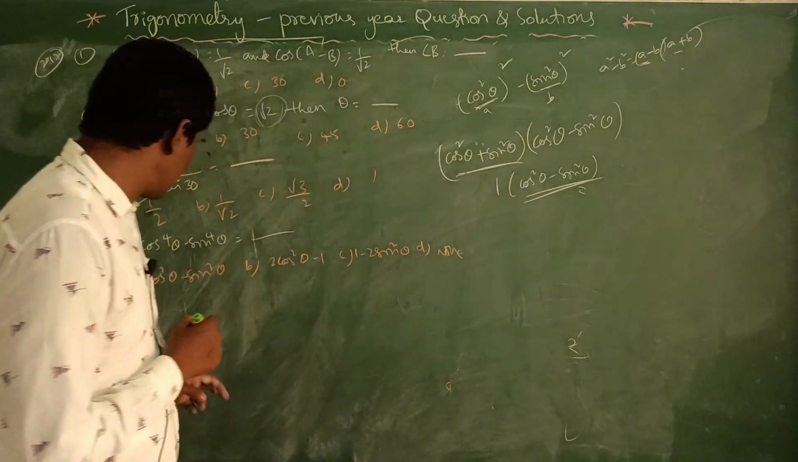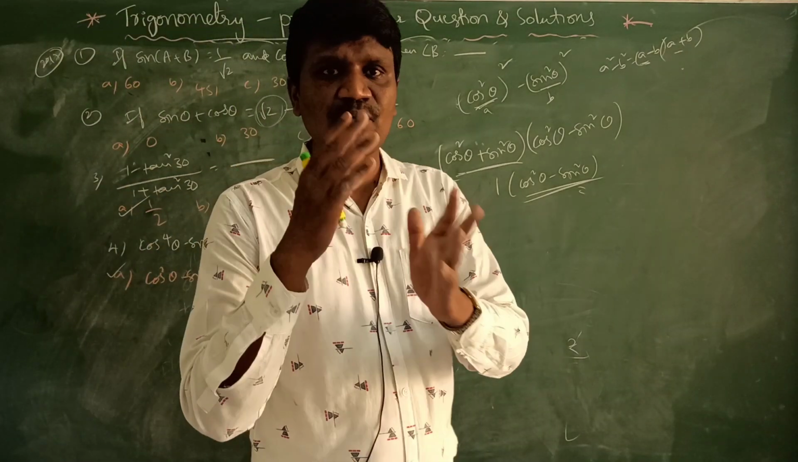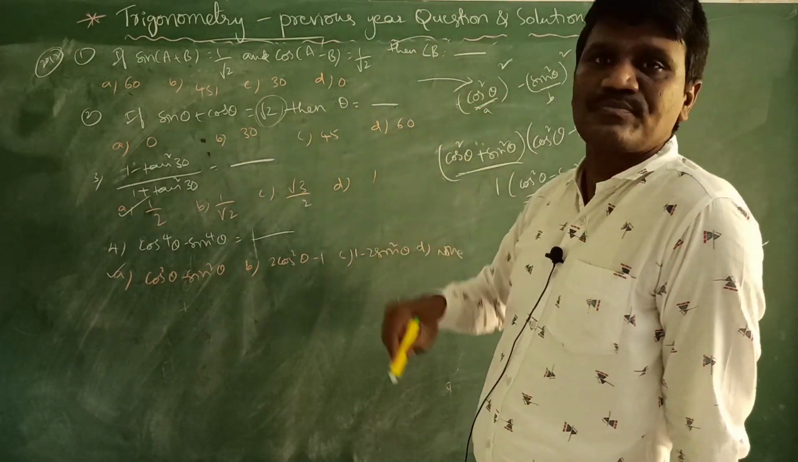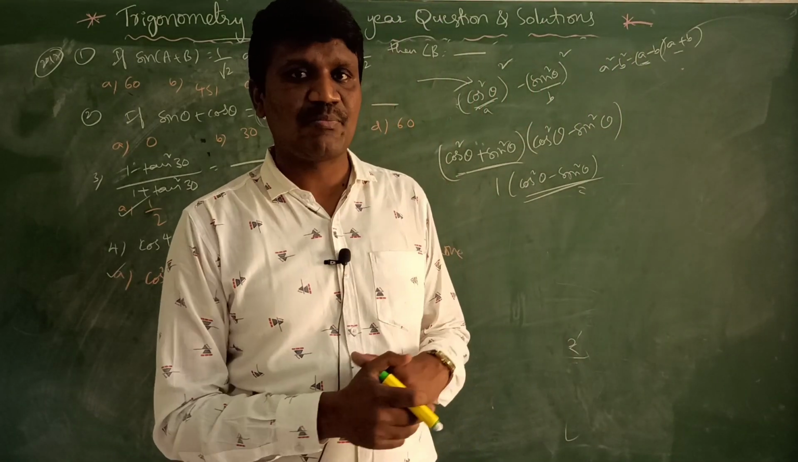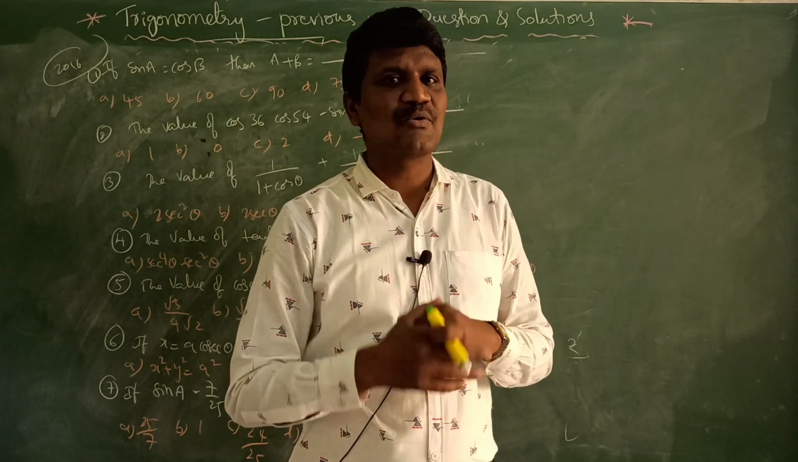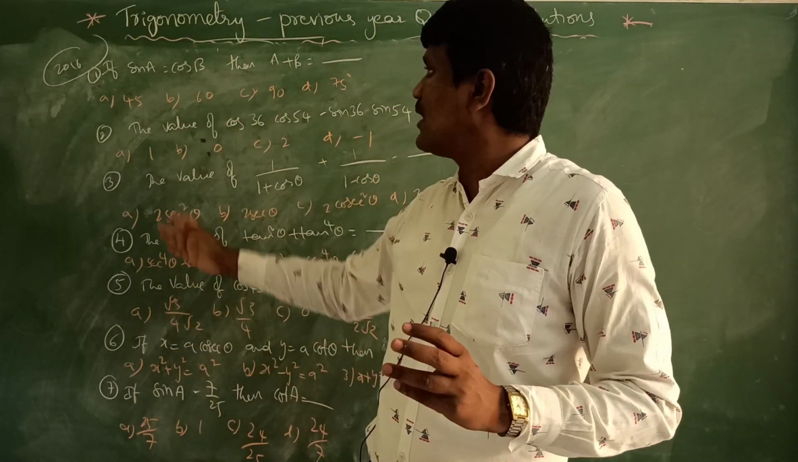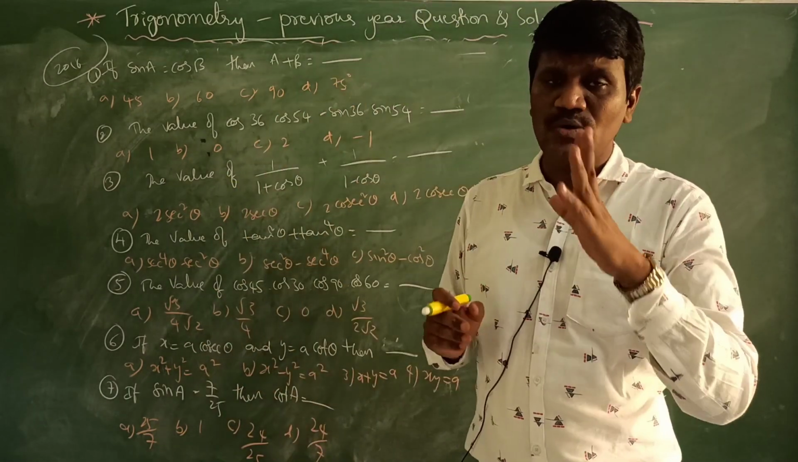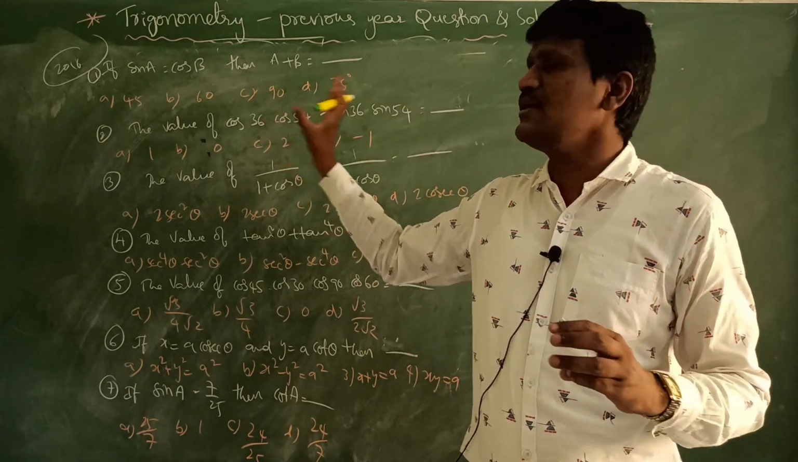Is it there in the options? First option, yes, cos square theta minus sin square theta. So whenever you get power as 4, you do the process like this. Okay students, this is about the 2017 question paper. Now let us see the 2016 question paper. In 2016 there are 7 questions given, and all are very important formula-based problems. So always learn the formulas, then you can easily do the problems.